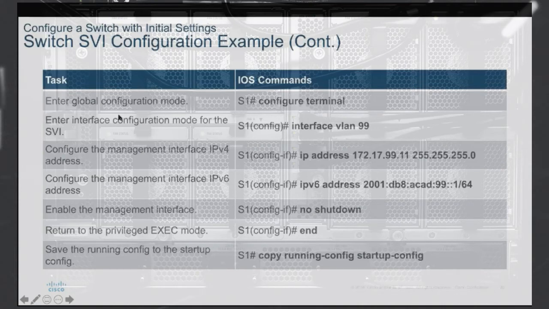Right, so this is all done. So we have entered global configuration mode. We've assigned a new interface. We configured the management IPv4. We left the IPv6 because this one would not support IPv6. If you need this one to support IPv6, we need to update the Packet Tracer version.